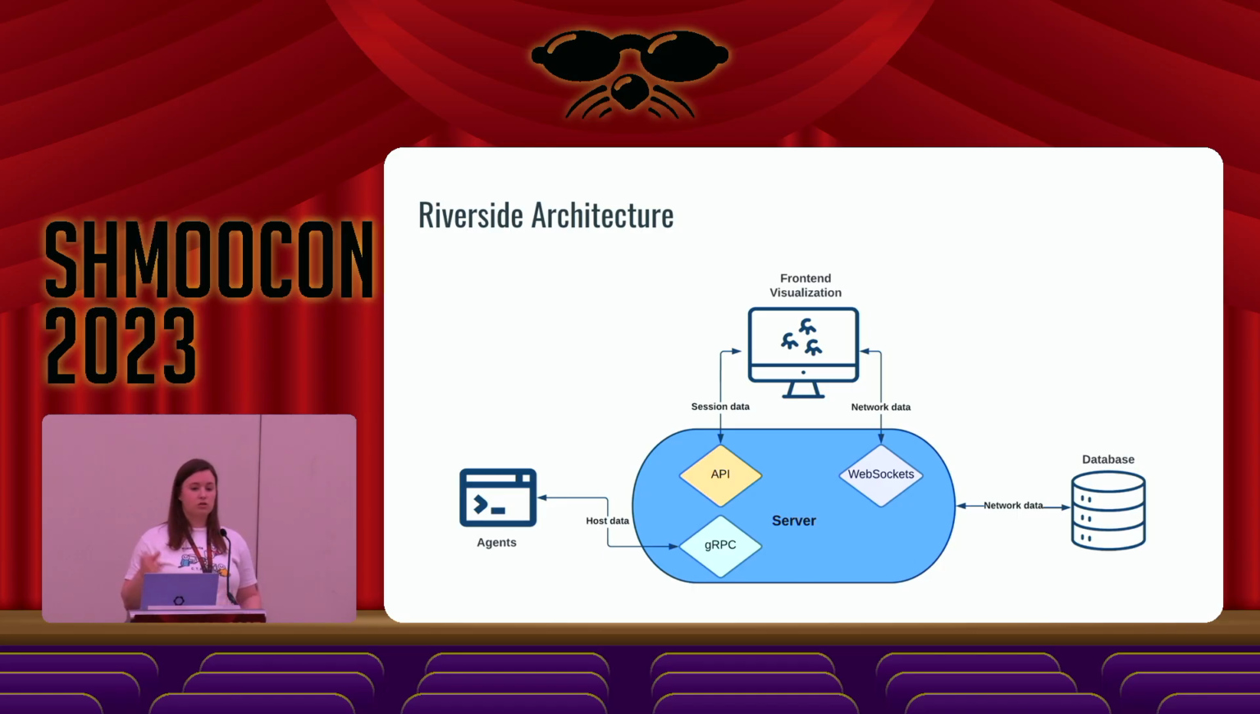The server is also a Golang binary that simultaneously sends that data to the front-end visualization as well as stores it in a database, so that you have the ability to go back in time and look at all the data that happened previously, because Riverside allows you to look at both real time as well as go backwards in time, depending on the time frame of data that you have. The front-end visualization will display the network data based on the time that you're looking at.